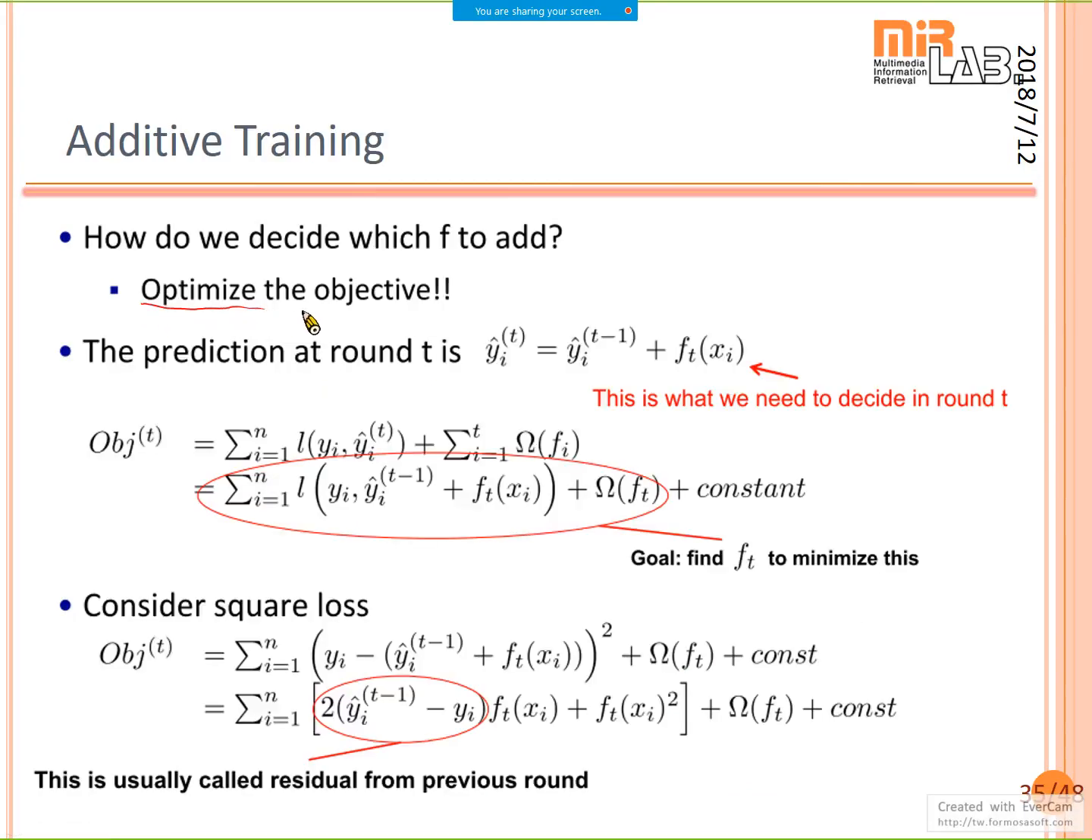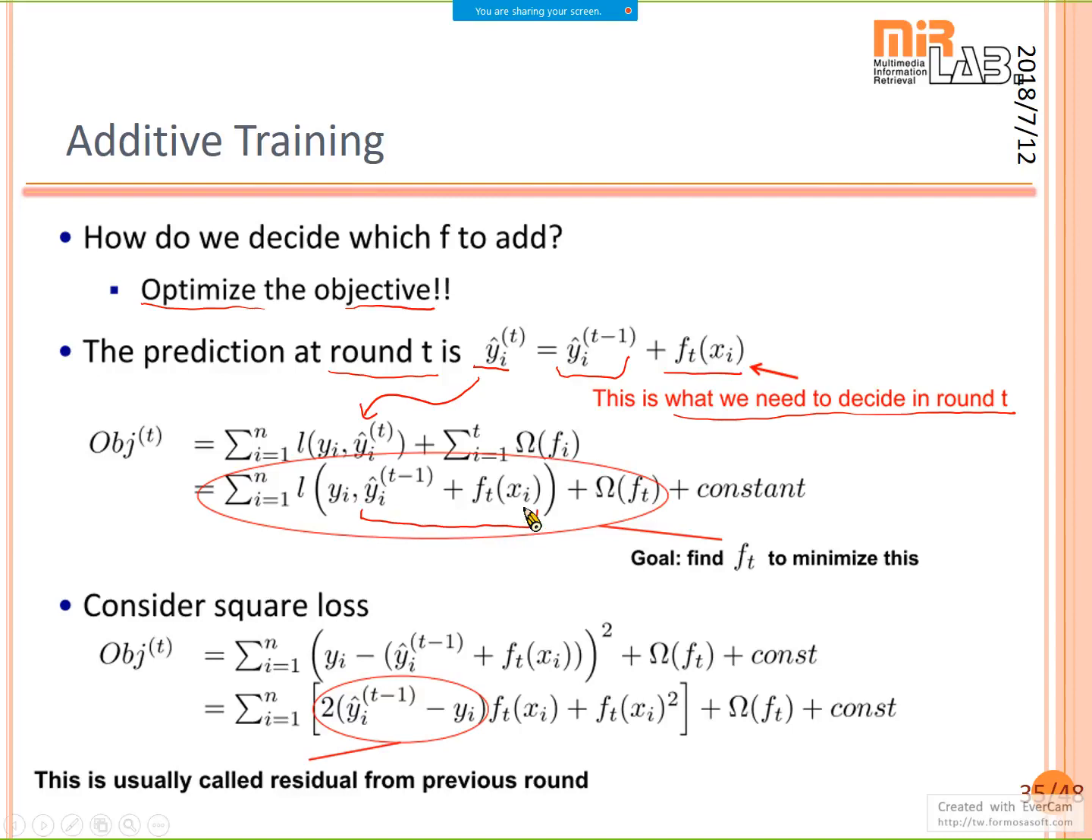Here, as I say, objective function. So at iteration t, or time t, or round t, the output is equal to the previous model plus a new model. This is what we want to decide in iteration t. And we plug in the current model into this objective function right here.